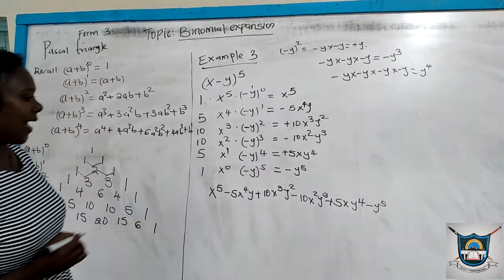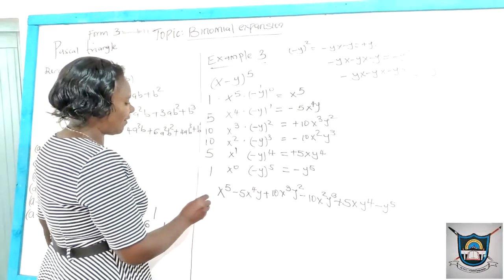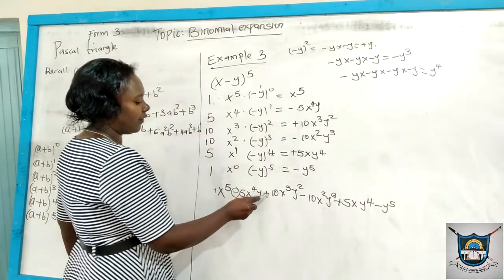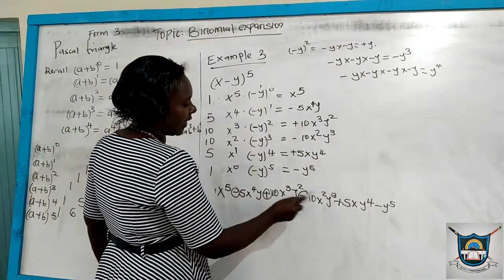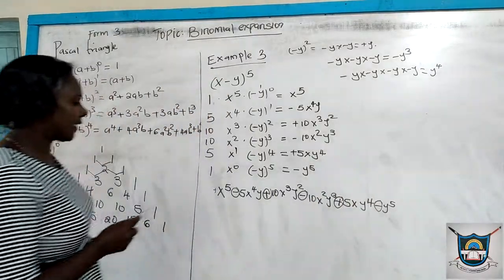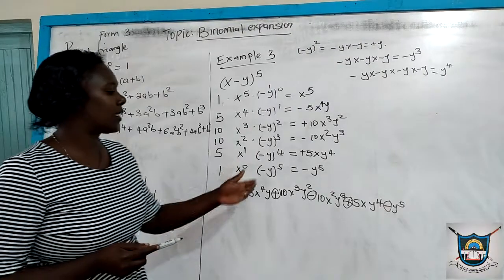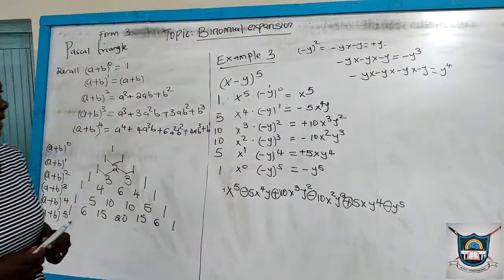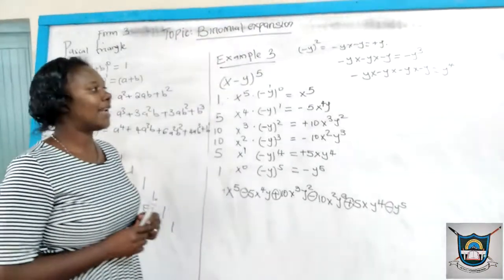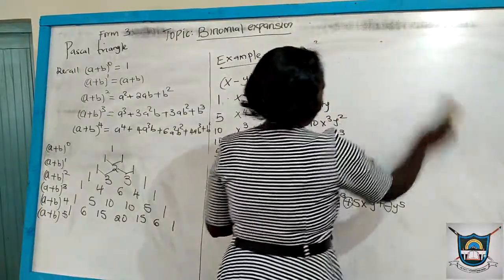Now, if you look at our answer, there is a pattern being formed where the first term has a positive, the second one has a negative, positive, negative, positive, negative. So it forms a pattern where the first term is positive, goes to negative, positive, negative, where we have a subtraction. That is our example 3. Now from there, we can go to example 4.